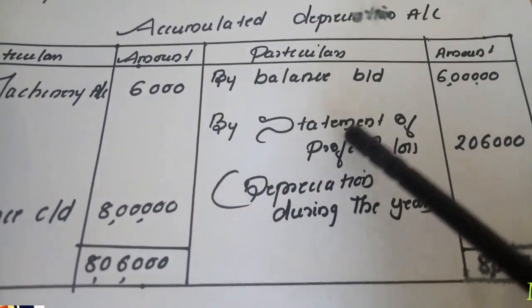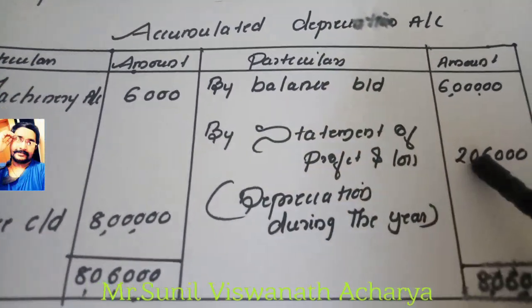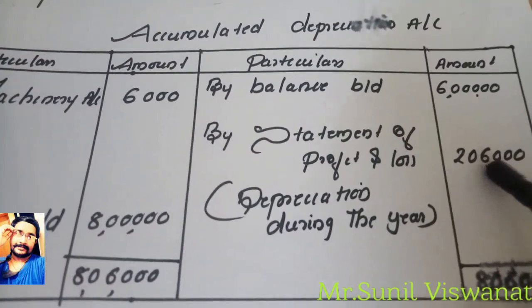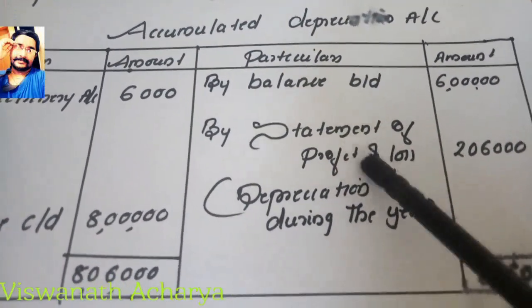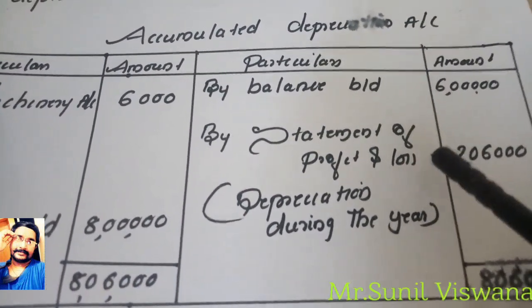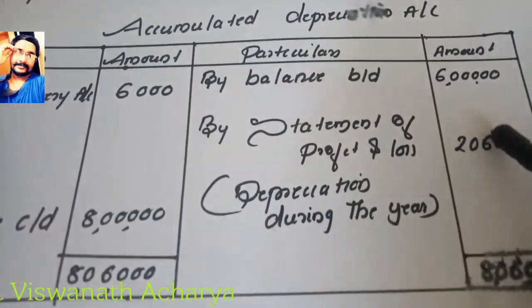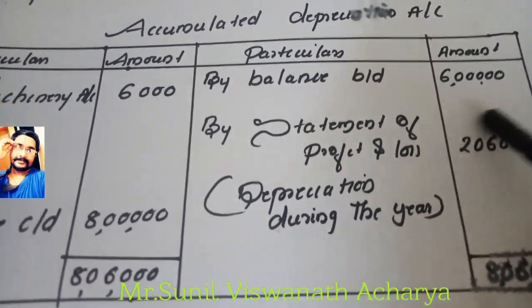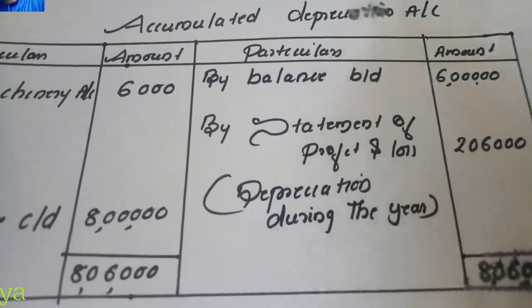Remember, this difference is known as the depreciation during the year. This year's depreciation is how much? 2 lakh 6,000. So we will transfer it to the statement of profit and loss account. This is already taken in the statement of profit and loss account. So when calculating non-cash expenses in operating activity, this depreciation we have to add. How much? Depreciation during the year, 2 lakh 6,000.